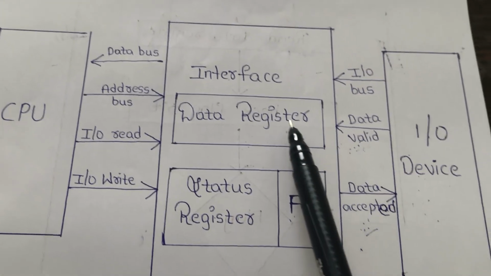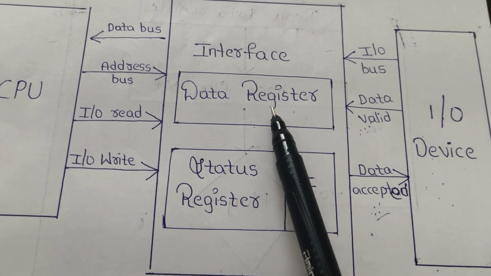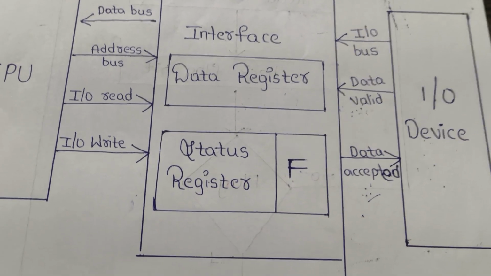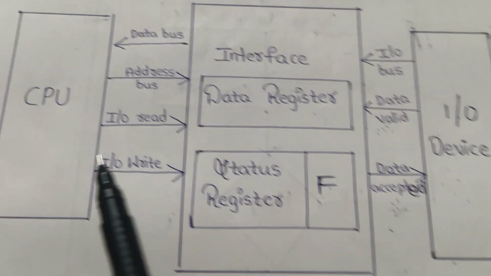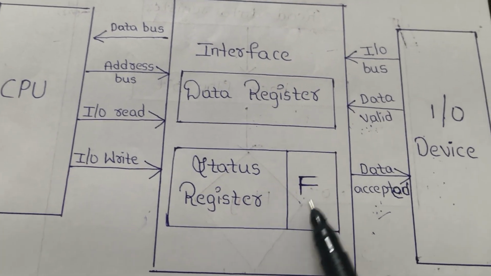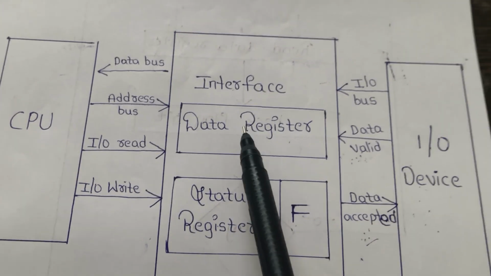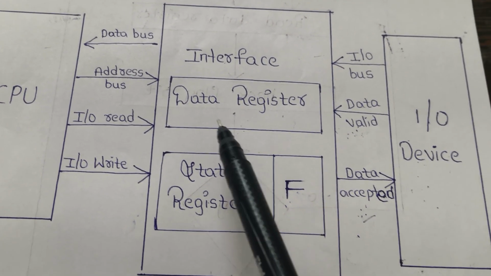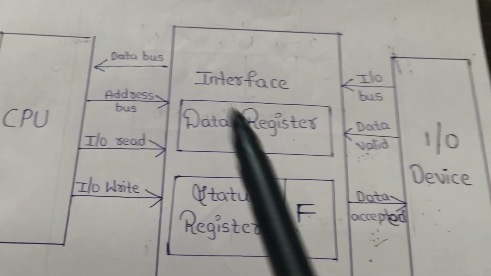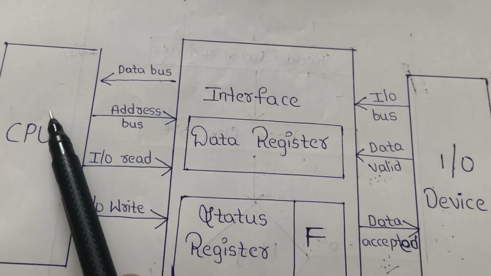Suppose the data register does not contain any information, then the flag bit value will be 0. If the flag is equal to 0, the CPU has to wait until the flag bit value is 1. Therefore, if the interface has any data, then the flag bit value is 1, and that is placed on the data bus.